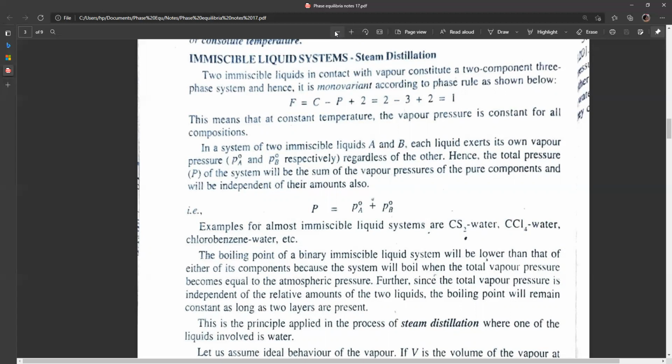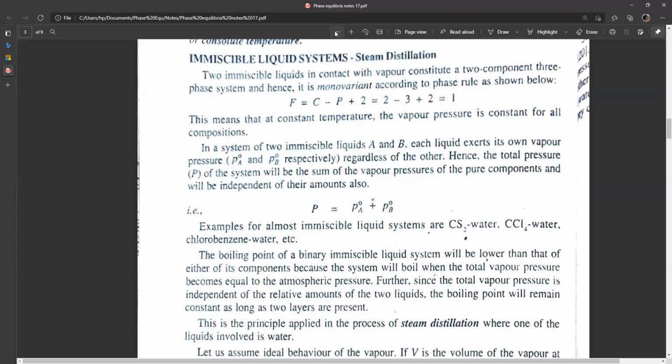Examples of almost immiscible liquid systems are the carbon disulfide-water system, the carbon tetrachloride-water system, and the fluorobenzene-water system. All these are examples of almost immiscible systems. And the boiling point of a binary immiscible liquid system will be lower than that of either of its components, due to this law.